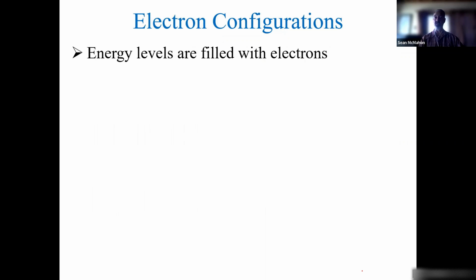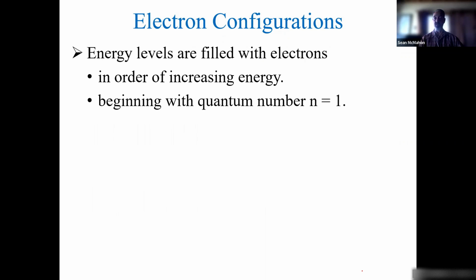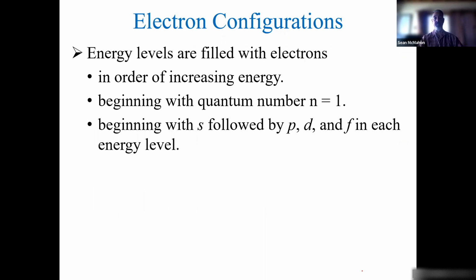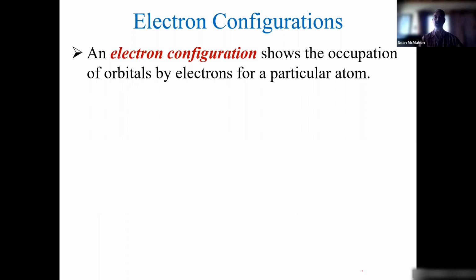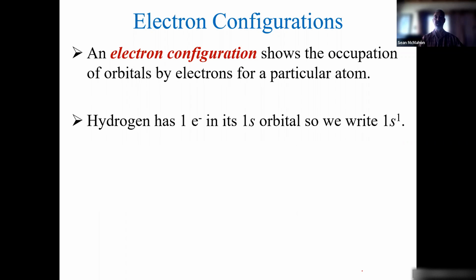So energy levels are filled with electrons in order of increasing energy. You always start with the first energy level, and within each energy level you start with sublevel s. Once you go to the second energy level, then it's s and p. Once you go to the third, because you have 3 sublevels, s, p, d. And once you go to the fourth, s, p, d, and f. So an electron configuration just shows where the electrons are. Hydrogen has 1 electron, and it's in the 1s orbital. So we write 1s1.